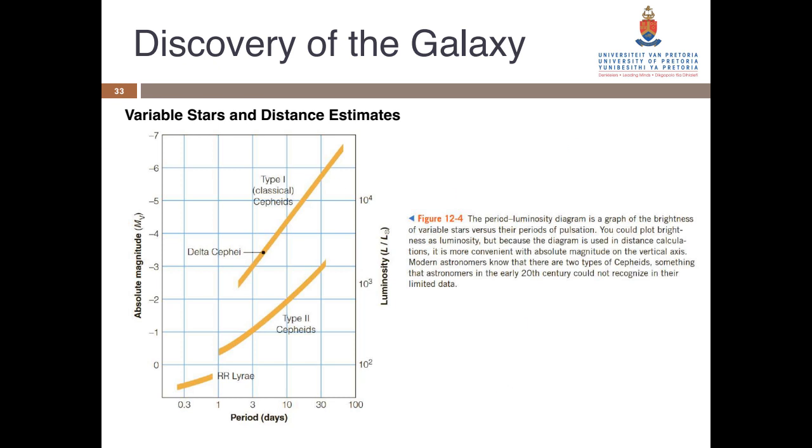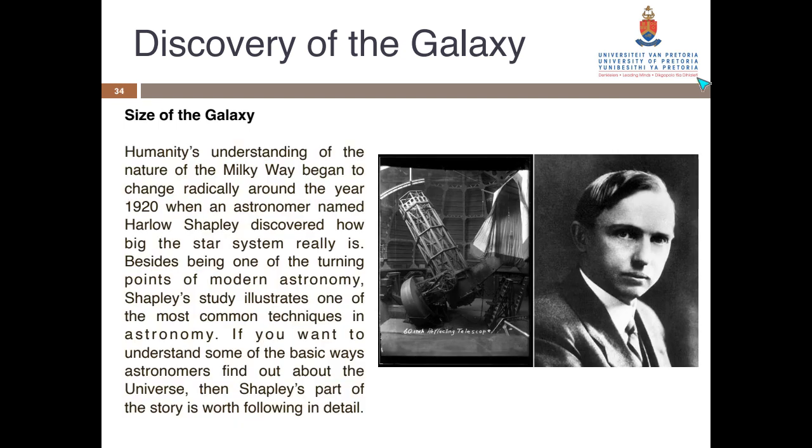So in this image, we can see the period luminosity diagram as a graph of the brightness of variable stars versus the periods of pulsation. You can plot brightness as luminosity, but because the diagram is used in distance calculations, it is more convenient with absolute magnitude on the vertical axis. Modern astronomers know that there are two types of Cepheids, something that astronomers in the early 20th century could not recognize in their limited data.